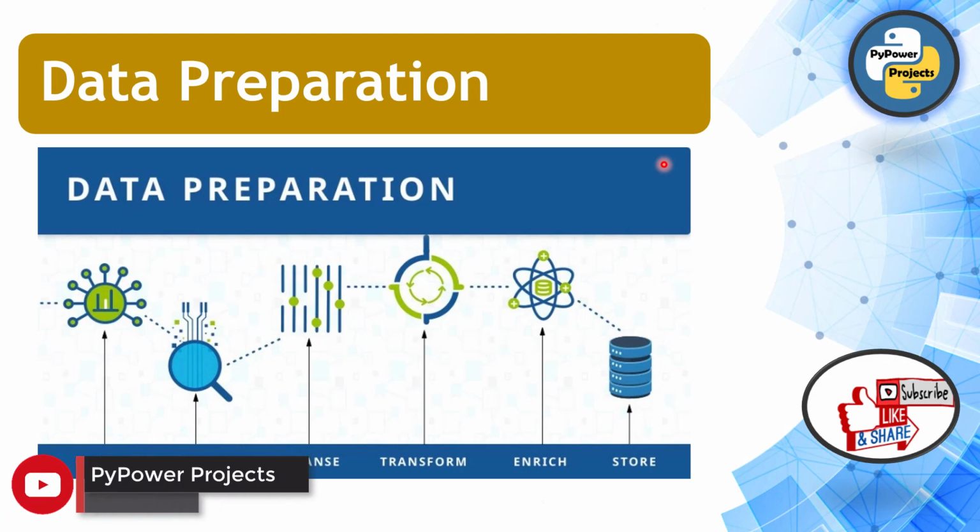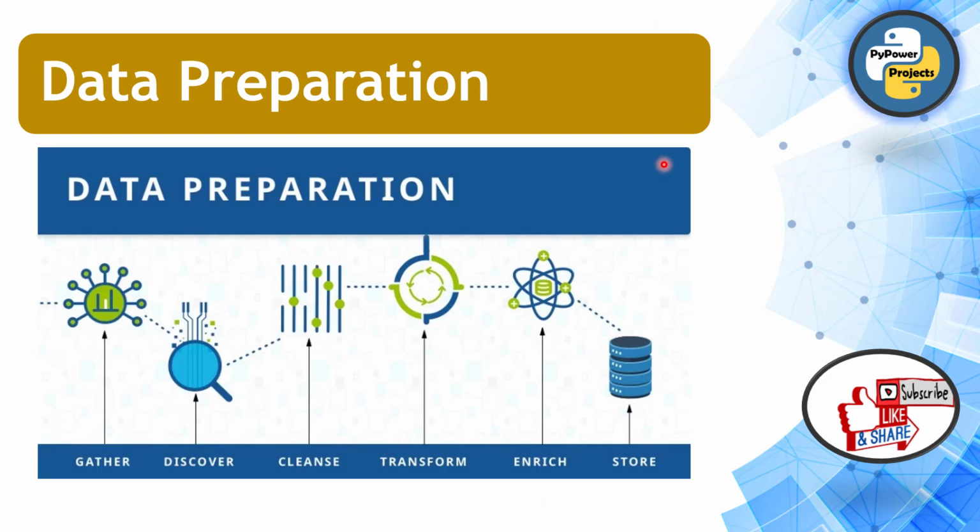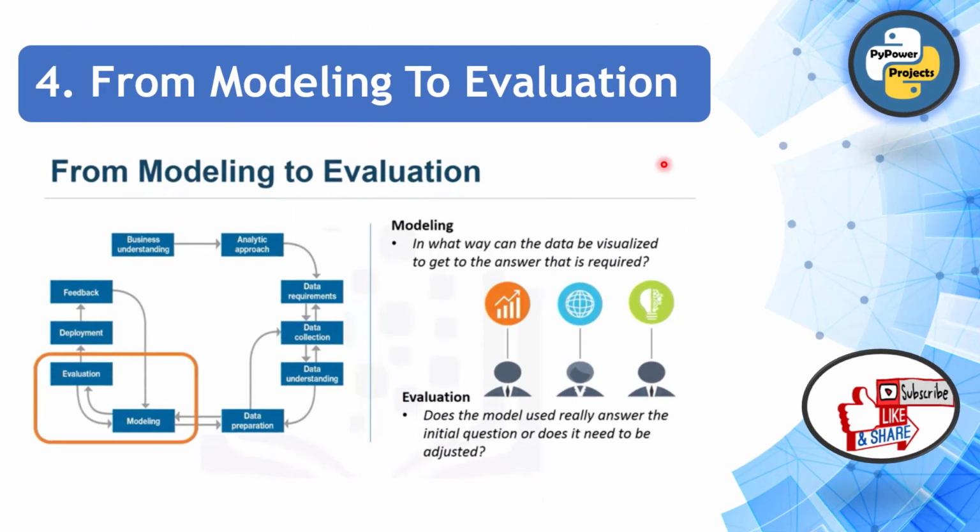So in the two phases, from requirements to collection, and from understanding to preparation, we deal with data. Then we deal with modeling. That is the most important feature in a data science project. So that is from modeling to evaluation.